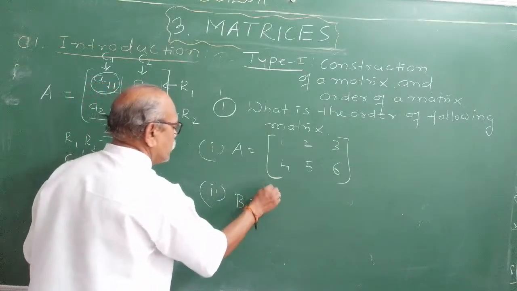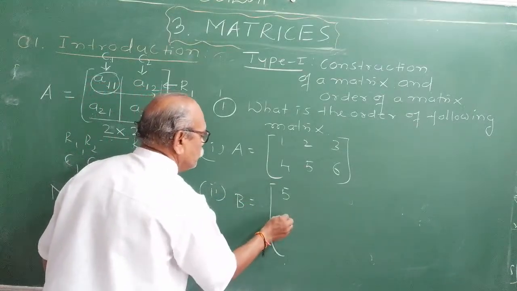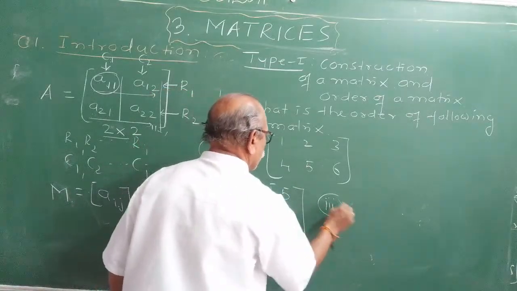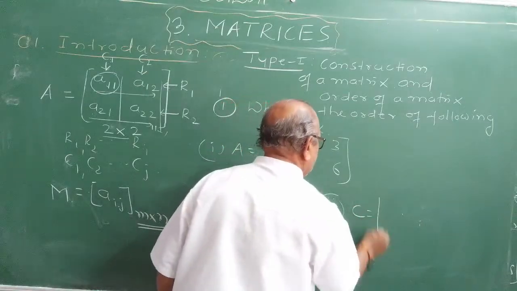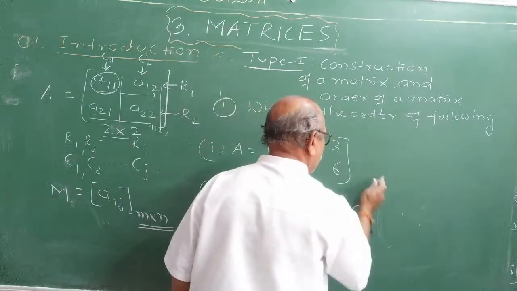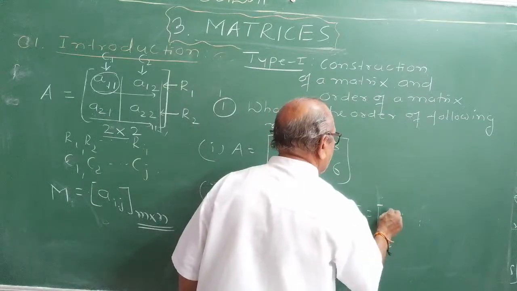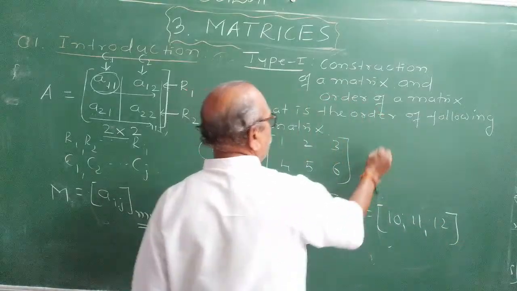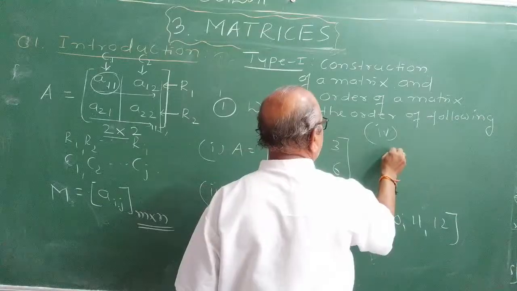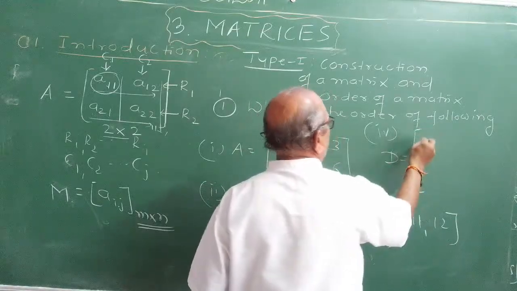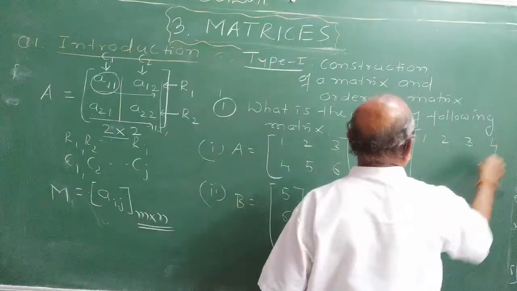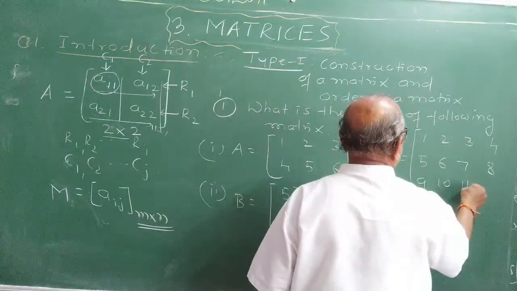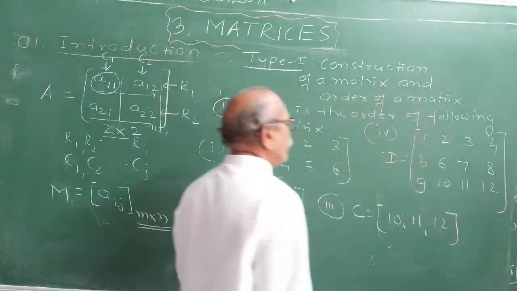B, I will give another matrix: 5, 6, 7. I will give another matrix, say C, equal to 10, 11, 12. Identify the order. Fourth one, D is equal to 1, 2, 3, 4, 5, 6, 7, 8, 9, 10, 11, 12. Can you identify the order of it?